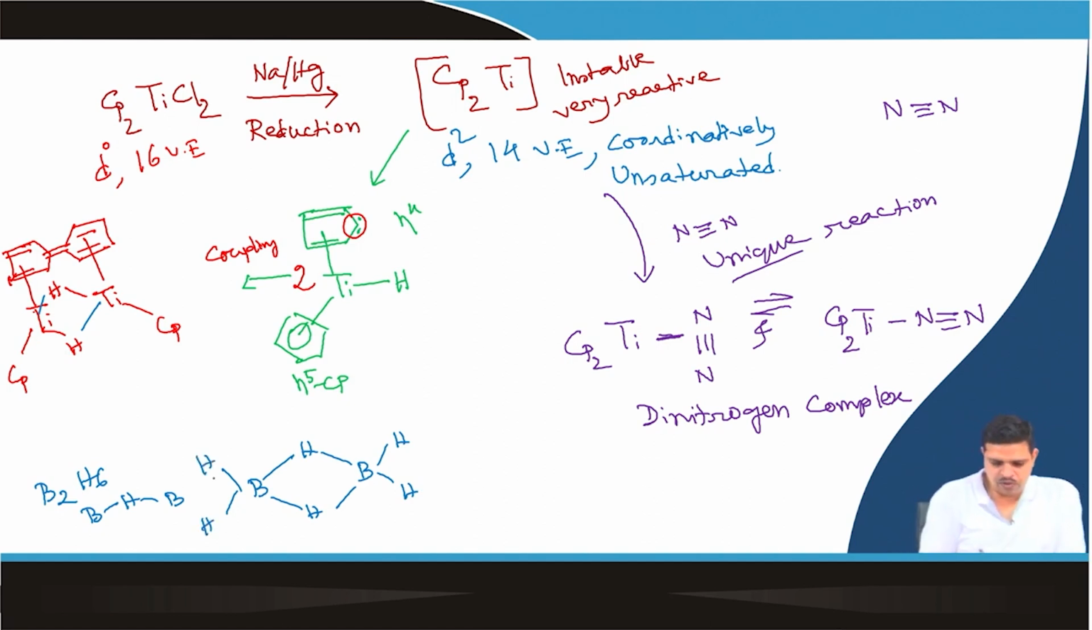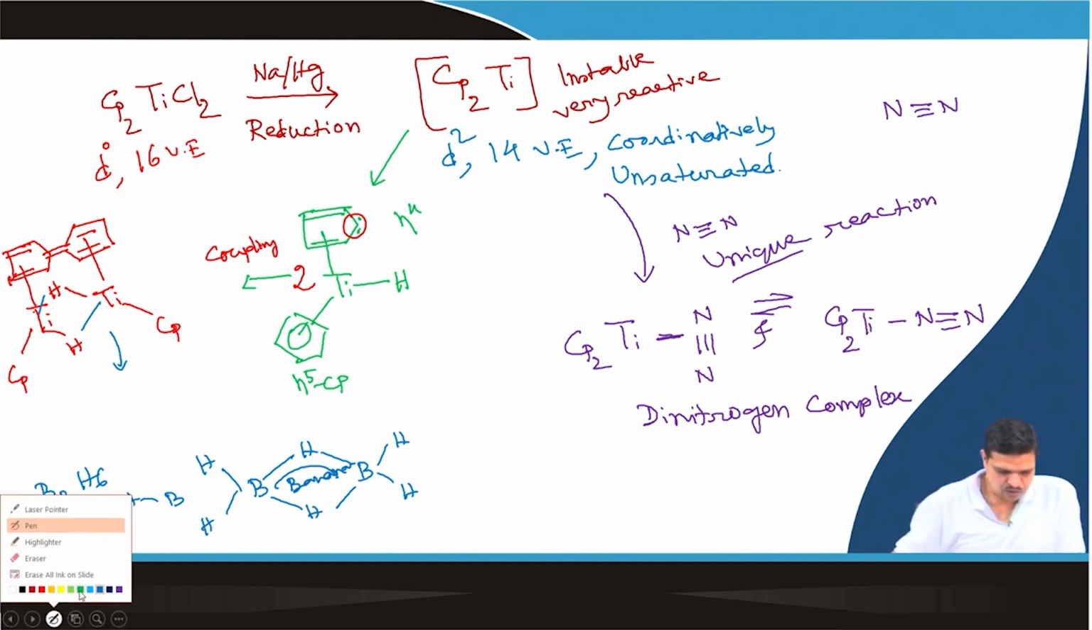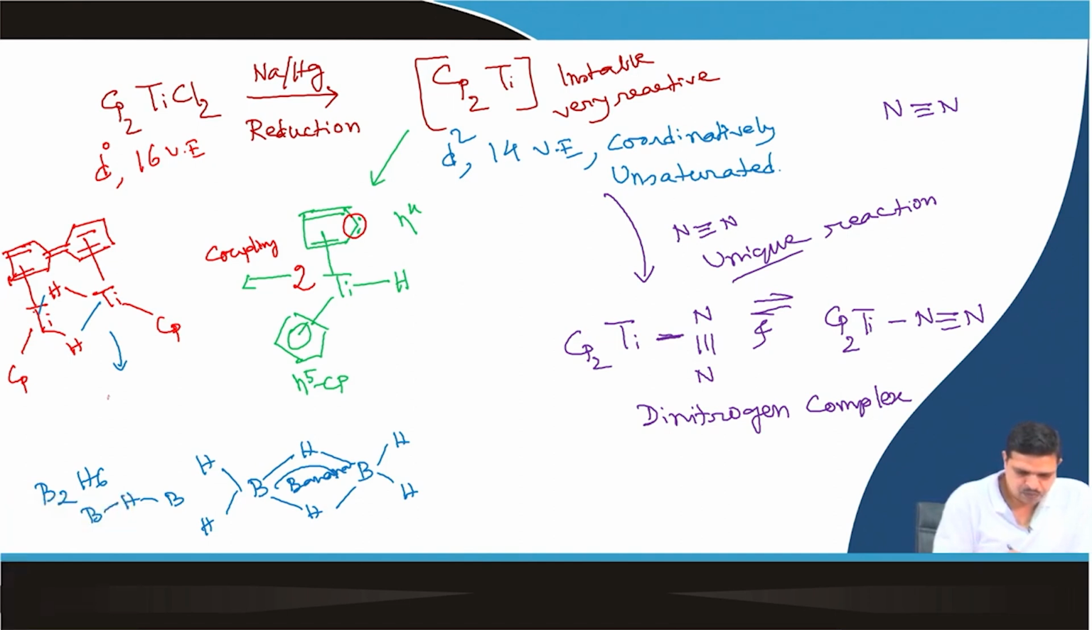Okay, so you know that this is called the banana bond. Here, similarly, it is forming like this one, and then what happens? It undergoes the rearrangement and forms your final compound, which is titanium, and here Cp as it is.